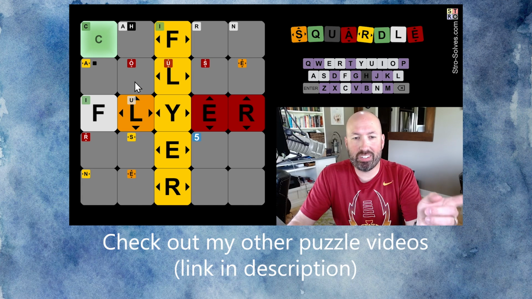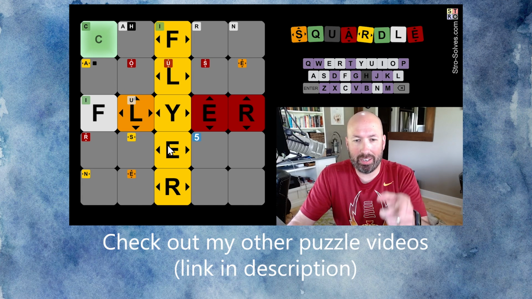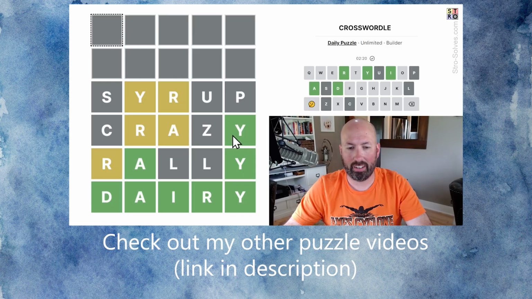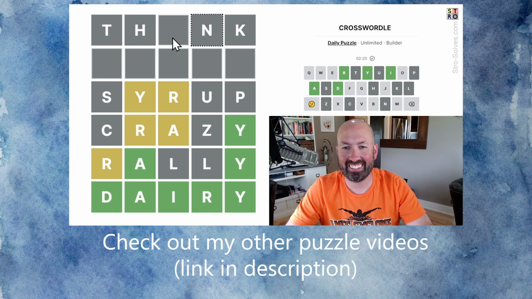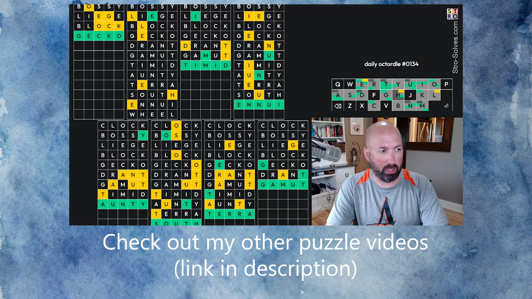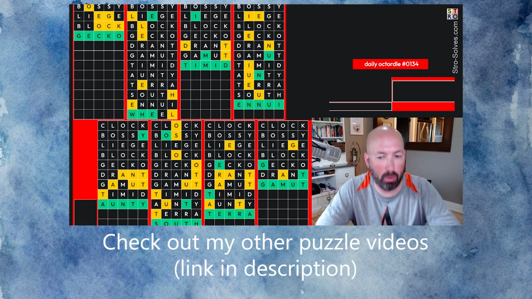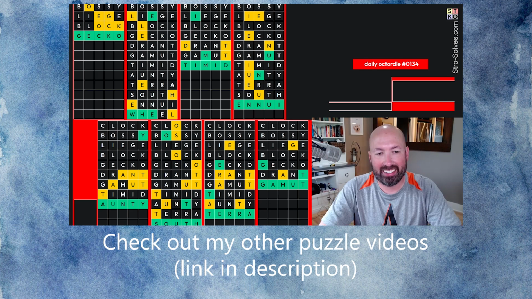Okay, so we got a bunch of reds with house, and now we got a bunch of yellows with flyer. I don't think thonk is a word. No, it's not. Yeah, I think it's gonna be wheel. Let's guess wheel. Oh, it was a wheel. Oh. So close. All right.